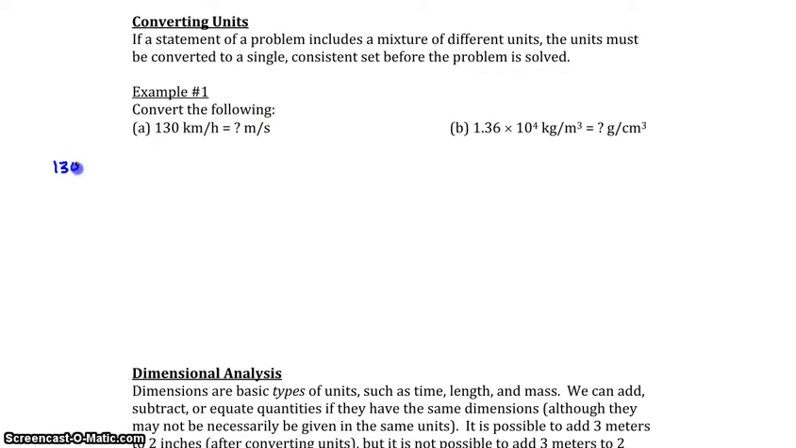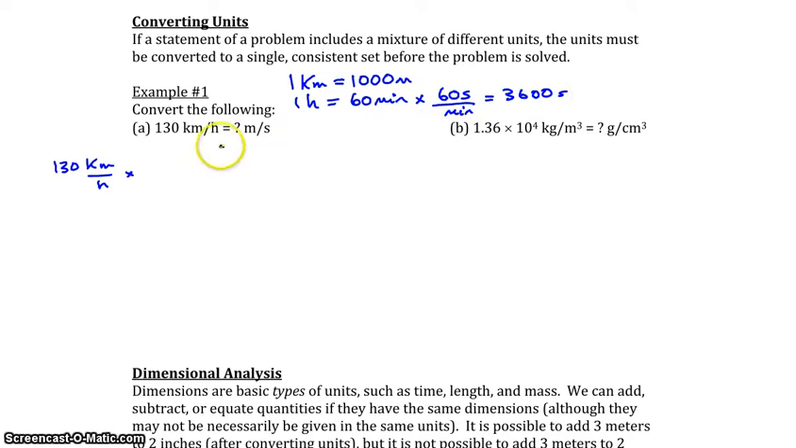So we have 130 kilometers per hour, and we're going to multiply this by fractions to get a result that is in meters per second. Before you start to put your fractions in, you have to remember the relationships to go from, say, kilometers to meters and hours to seconds. If you recall, 1 kilometer is 1,000 meters. In 1 hour, there are 60 minutes, and in 1 minute, there are 60 seconds. So really, there are 3,600 seconds in 1 hour.